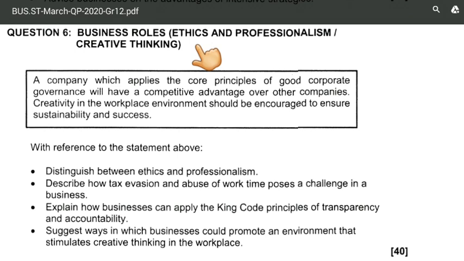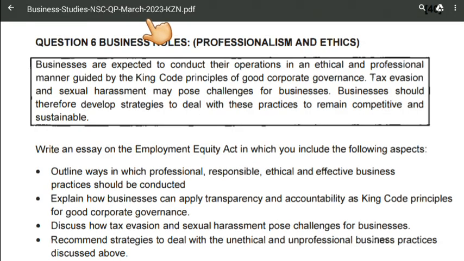But I want us to look at a question that will focus more on professionalism, but you can still use this essay as well to practice what you are going to write under your essays. I've told you those bullet points then become your headings. So what I want to do now is look at a question that is more focused on professionalism and ethics. This one is the March 2023 one.